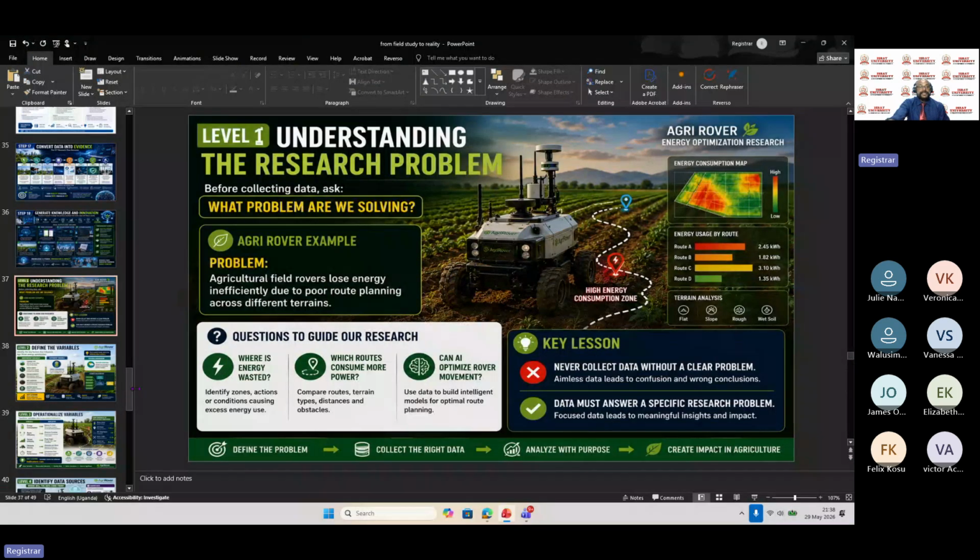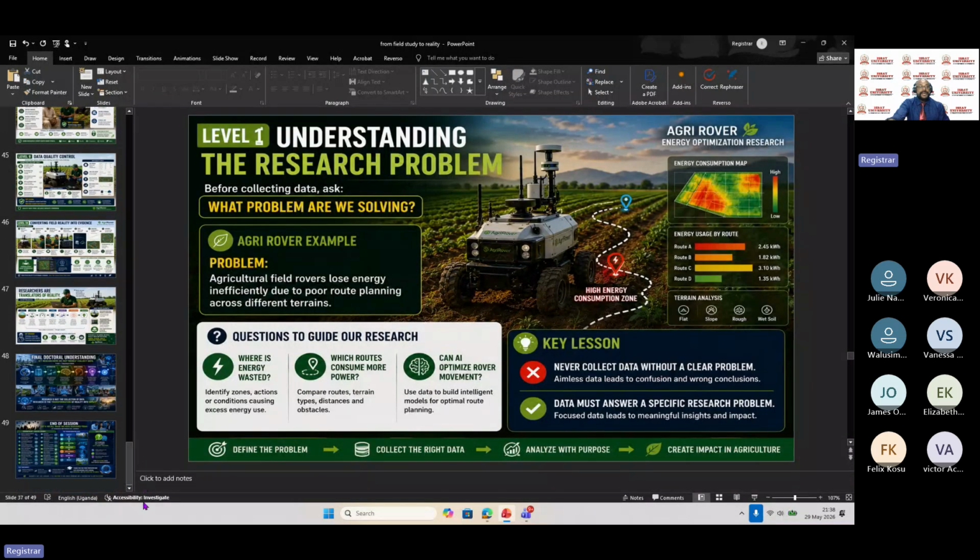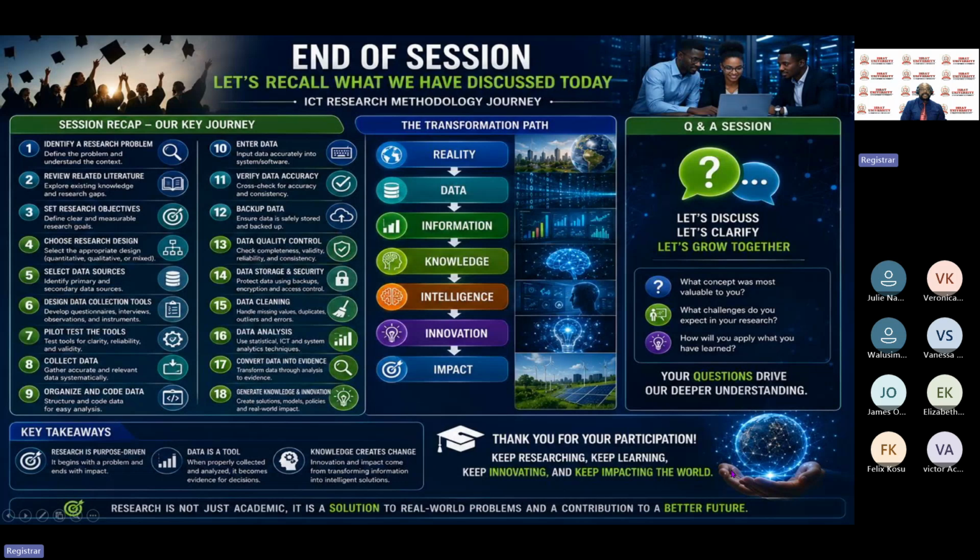Before I conclude the session for Q&A, let's recall what we have done today. I hope you can see my screen. Can you see my screen well?